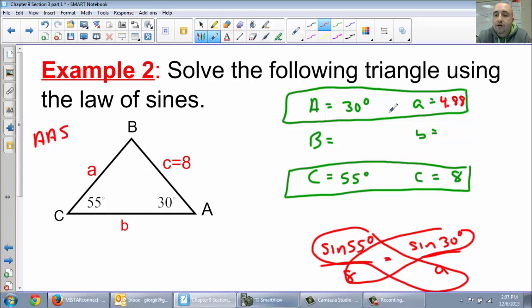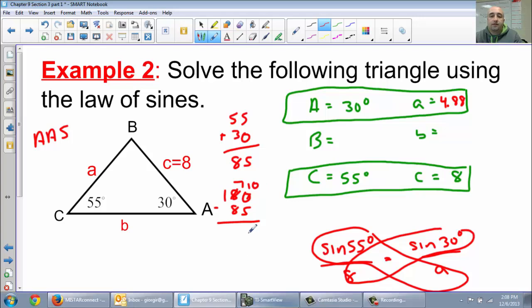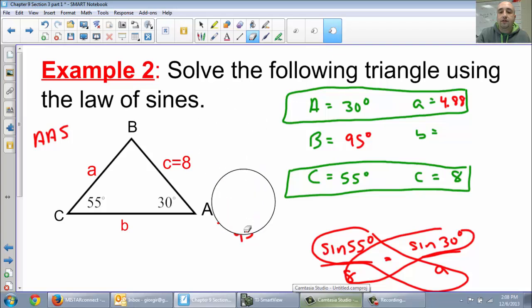All right, now you help me out here. Let's figure out what our third missing angle is. 55 plus 30 is 85. Now 180 take away 85 is what? 7, carry the 1, 5, carry 9, 95 degrees. So our missing angle is 95 degrees. Hopefully you can do that pretty easily.